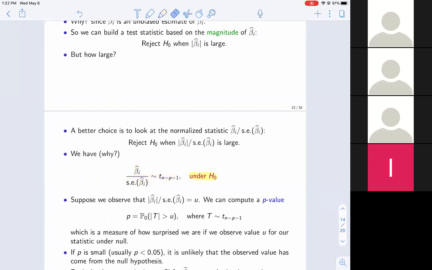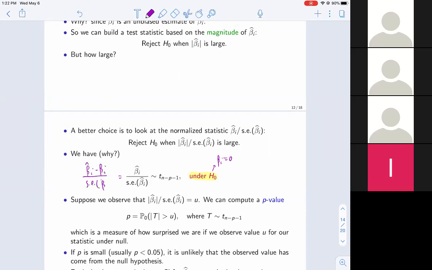So the null hypothesis is beta I is equal to 0. Why, if beta I is equal to 0, then beta hat I divided by the standard error of beta hat I has a t distribution with that many degrees of freedom? Because then beta hat I minus beta I is just beta hat I. Exactly. Then divided by standard error, we get a t distribution.